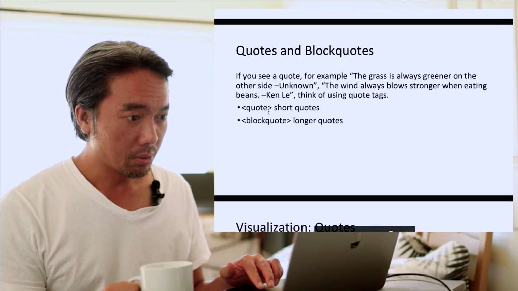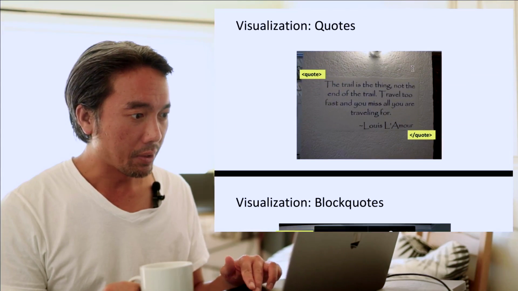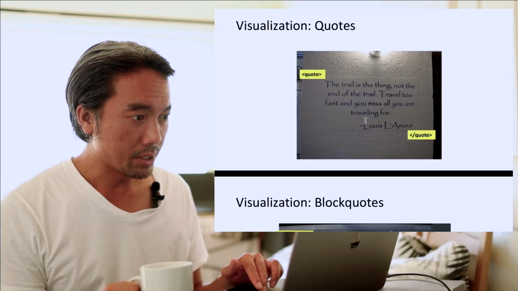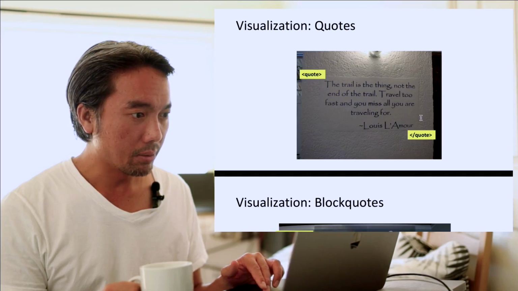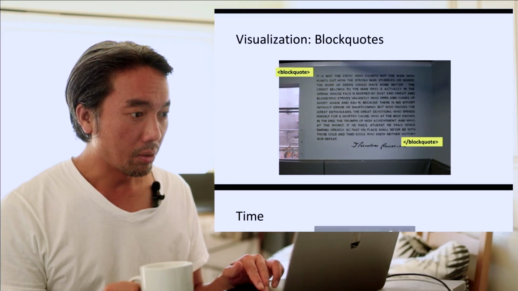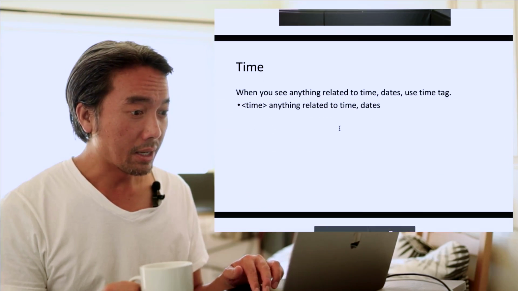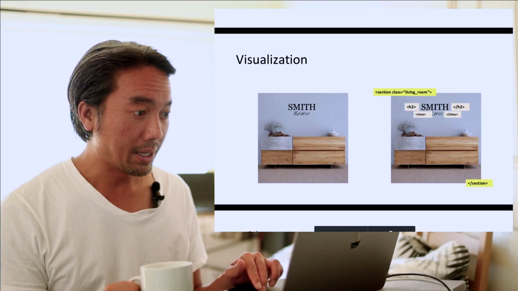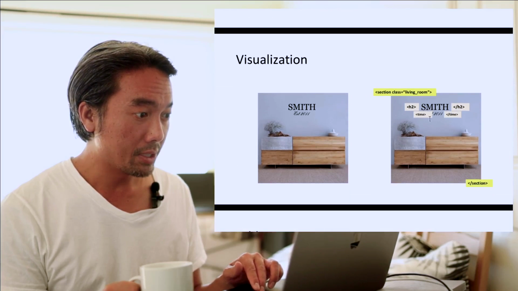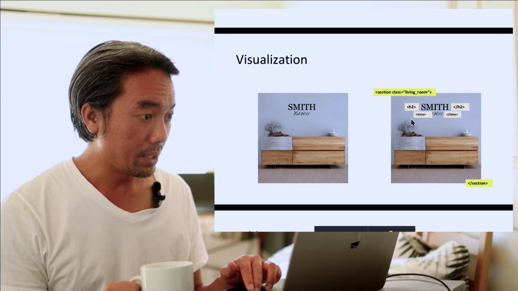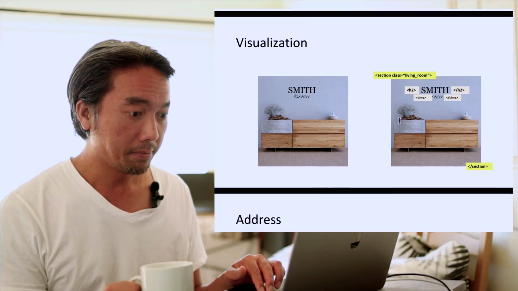Okay, quotes and block quotes. Let's say you have a quote. For example, this beautiful quote here, you want to wrap it in a quote tag, or this very long quote here, you want to wrap it in a block quote tag. You have a time tag for wrapping dates. Let's say 2011 is a date. You want to wrap it in a time tag.